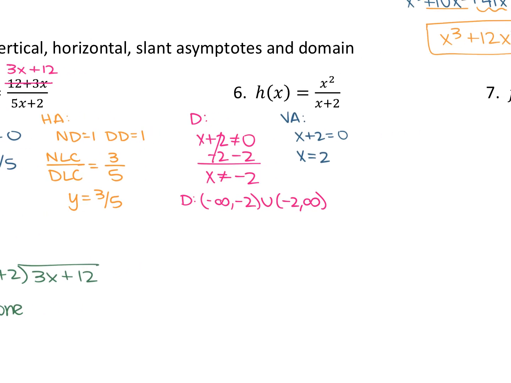For your horizontal asymptote, we're going to compare the numerator degree to the denominator degree. Numerator's degree is 2, denominator's degree is 1. 2 is greater than 1, so we are going to take the numerator's leading coefficient. Or sorry, no, it's greater than, not equal to. It's greater than, so automatically our horizontal asymptote is none. This should be a negative 2.